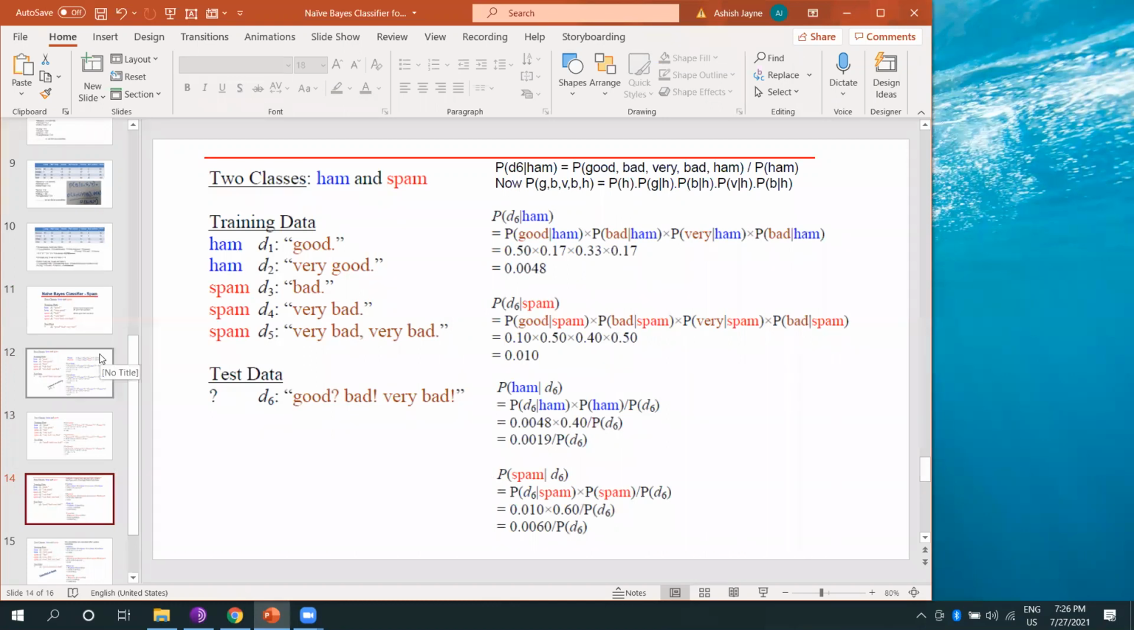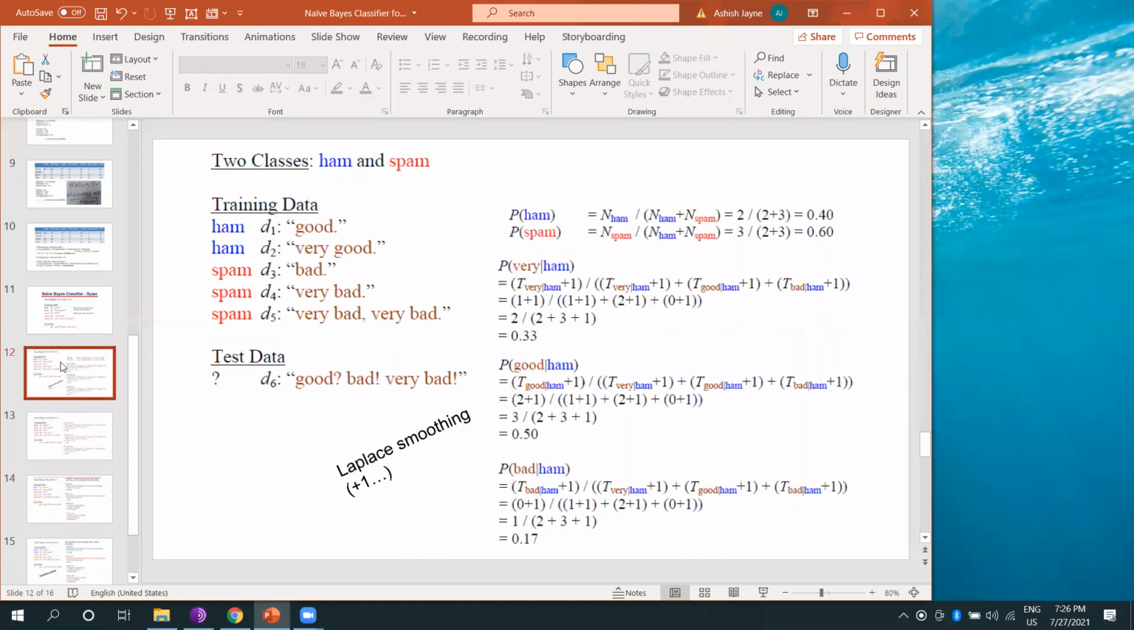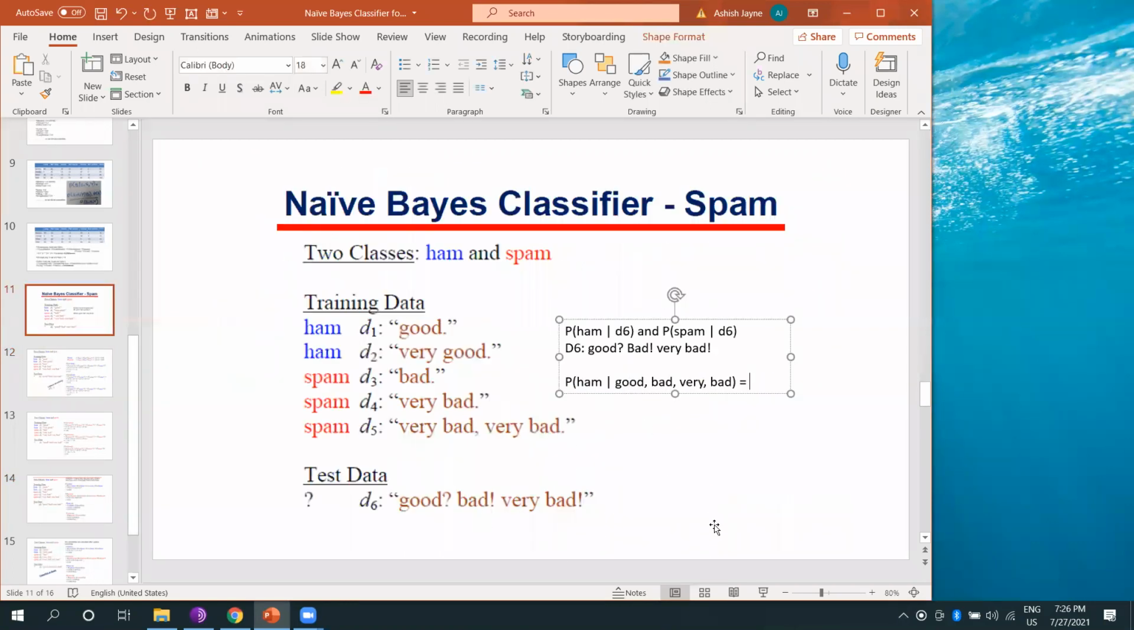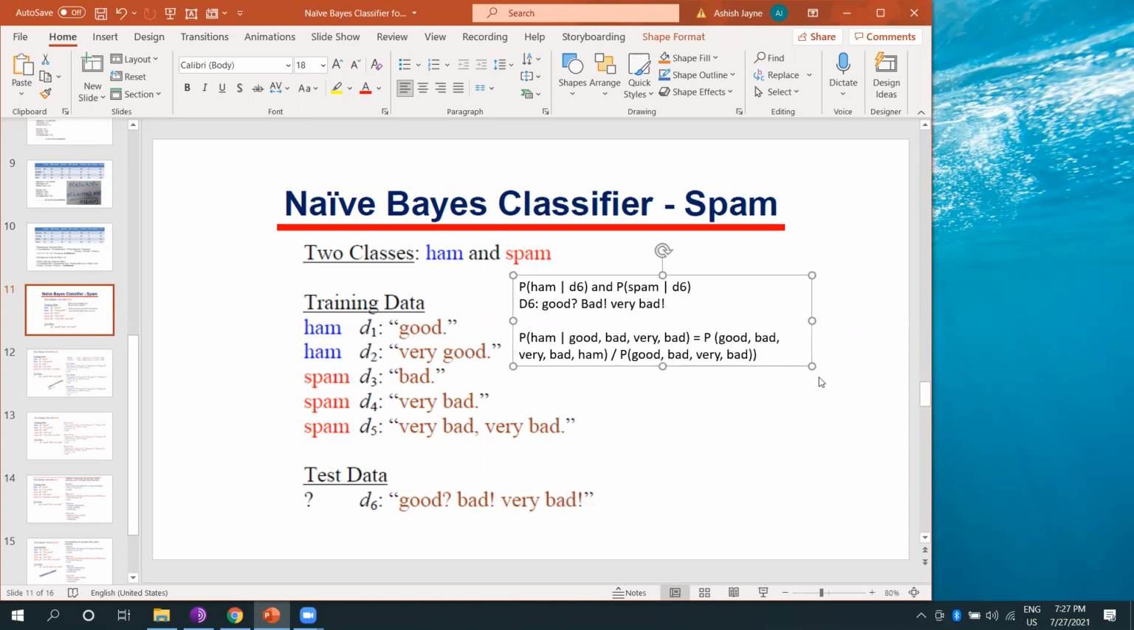P(good, bad, very, bad | ham). This is using the Bayes rule, P(ham) divided by P(good, bad, very, bad). I just extend it a bit more like this.